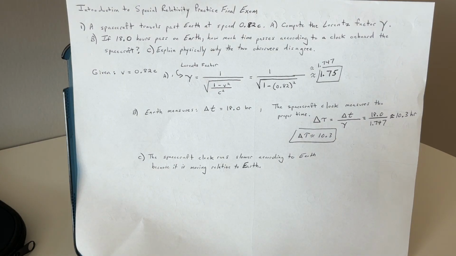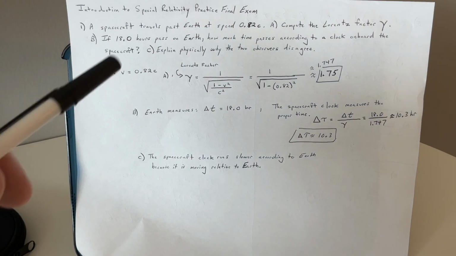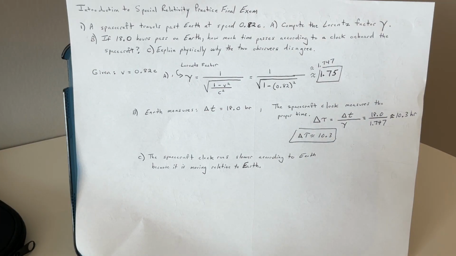Part A, compute the Lorentz factor gamma. Part B, if 18.0 hours pass on Earth, how much time passes according to a clock on board the spacecraft? And part C, explain physically why the two observers disagree. So we're given v is 0.82 c.